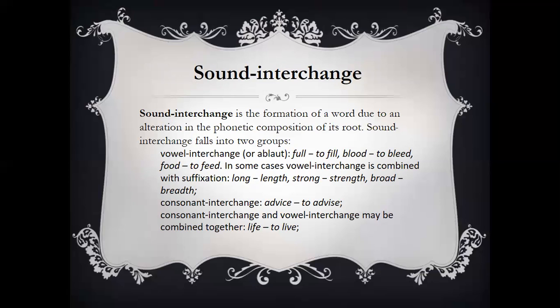Sound interchange. Sound interchange is the formation of a word due to an alteration in the phonetic composition of its root. Sound interchange falls into two groups: vowel interchange, fall to fell, blood to bleed, food to feed. In some cases, vowel interchange is combined with suffixation: long, length; strong, strength; broad, breadth. Consonant interchange: advice to advise. Consonant interchange and vowel interchange may be combined together: life to live.